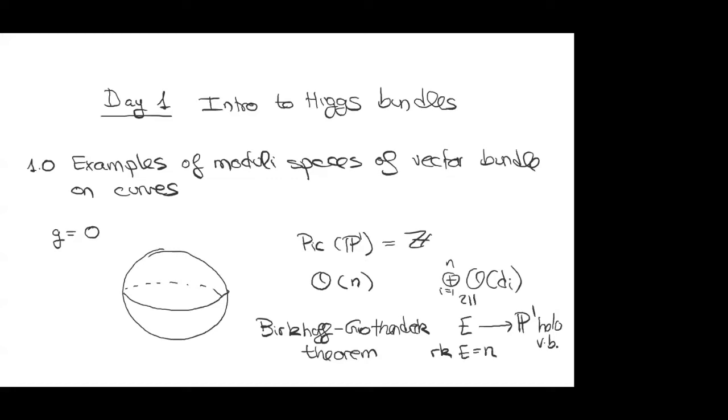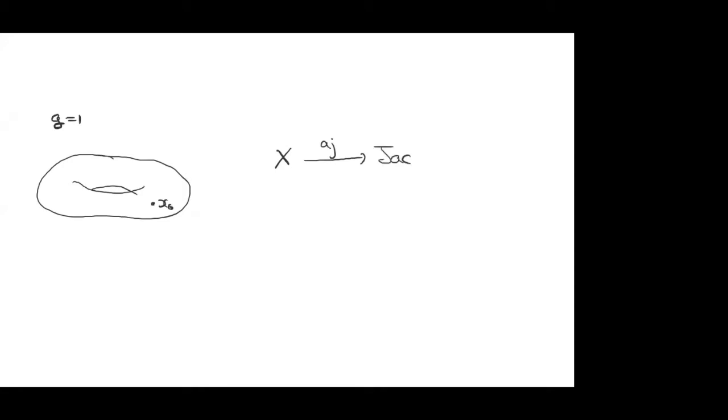Okay, right, so from the point of view of classification, P1 is not very interesting when it comes to bundles. Let's see what happens in genus 1. So in genus 1, we have a donut. Let's take an elliptic curve with a marked point. In this case, the Jacobian is a bit more interesting. The Abel-Jacobi map, which sends a point x of the curve to the divisor given by x minus the base point, is an isomorphism in this case.